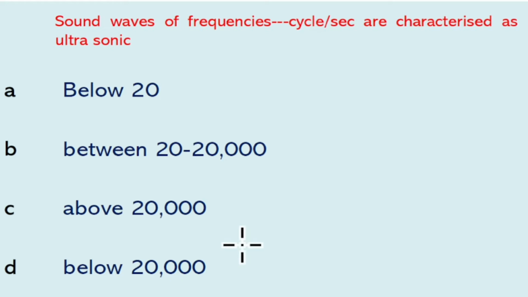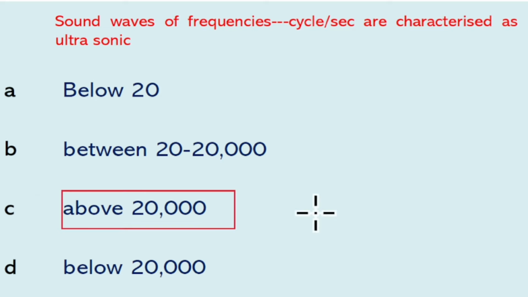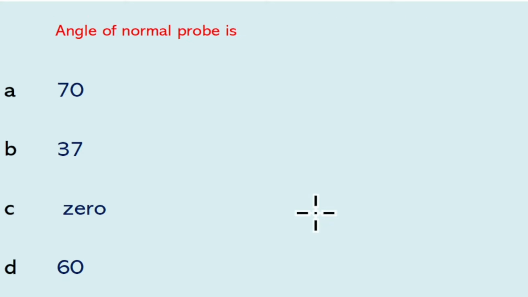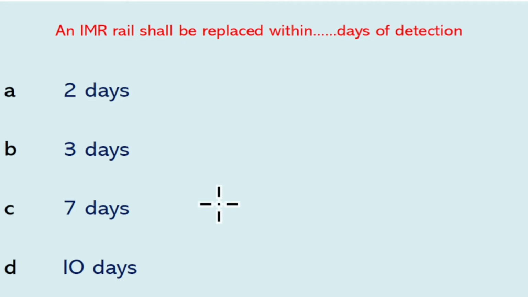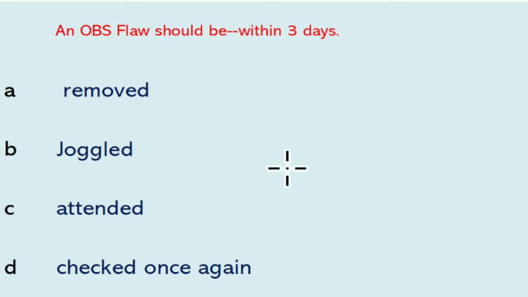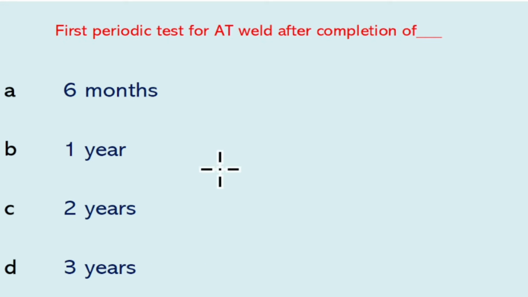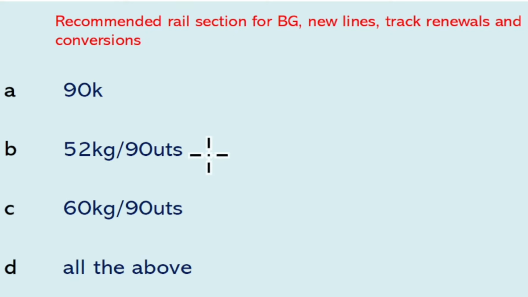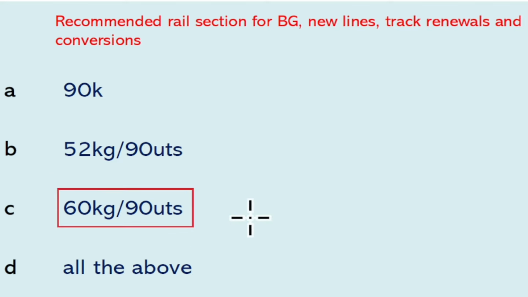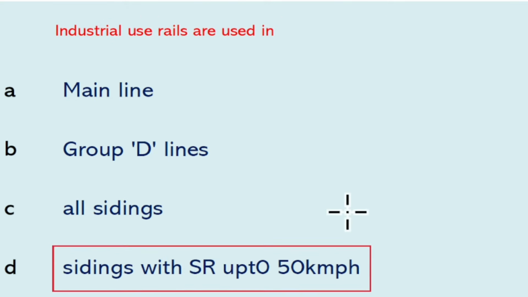0 millimeter. Sound waves of frequency above 20,000 cycles per second are characterized as ultrasonic. Angle of normal probe is 0. An IMR rail shall be replaced within 3 days of detection. An OBS flaw should be joggled within 3 days. First periodic test for AT weld after completion is 1 year. Recommended rail section for BG new line track renewal and conversion is 60 kg. Siding speed up to 50 kmph.